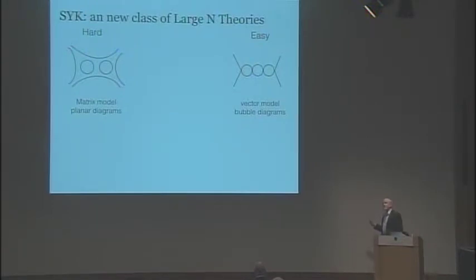Vector models are kind of easy, and diagrammatically, they're easy because the only diagrams, Feynman diagrams, that survive in a perturbative treatment are bubble diagrams, which are easy to sum, and give geometric series. Matrix models are much harder. Their Feynman diagrams are all planar diagrams.